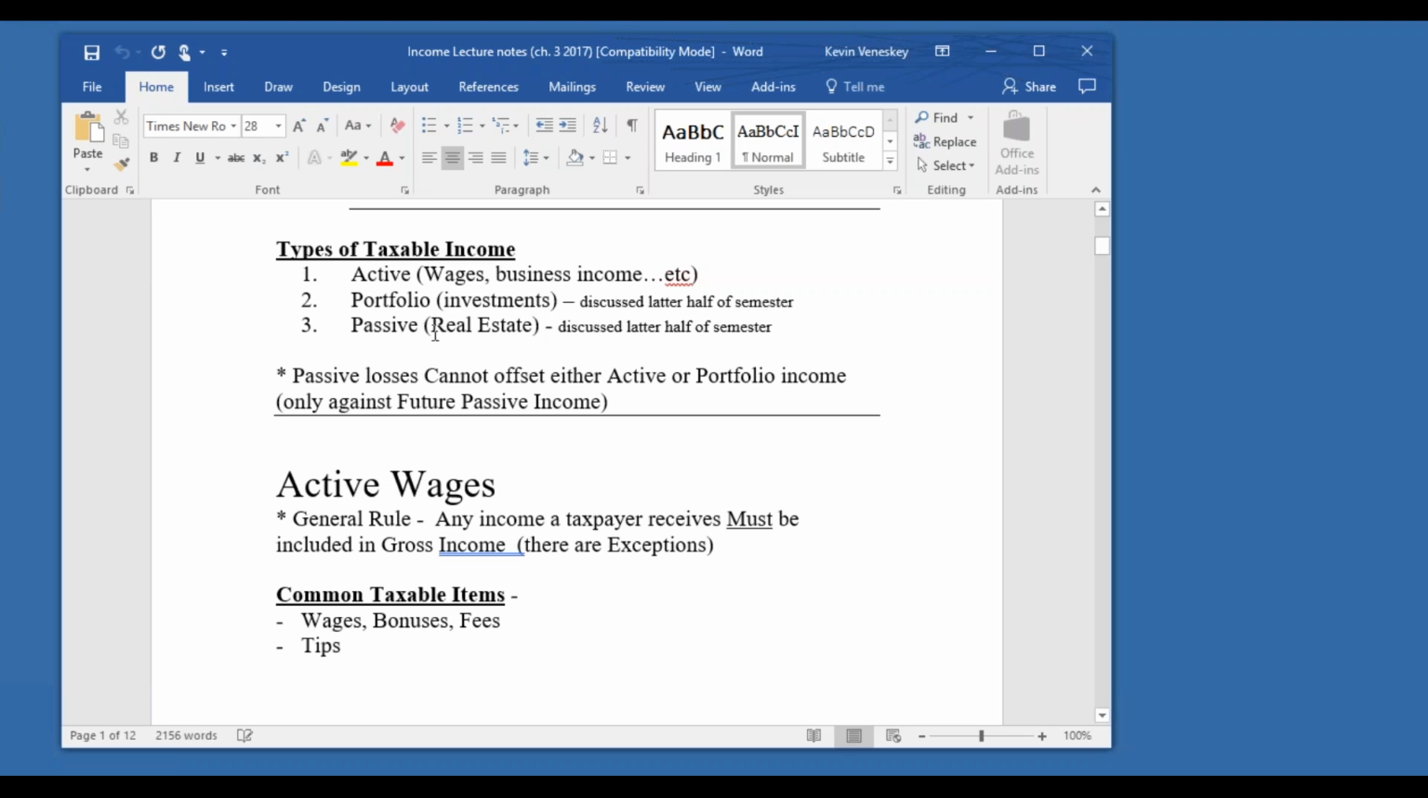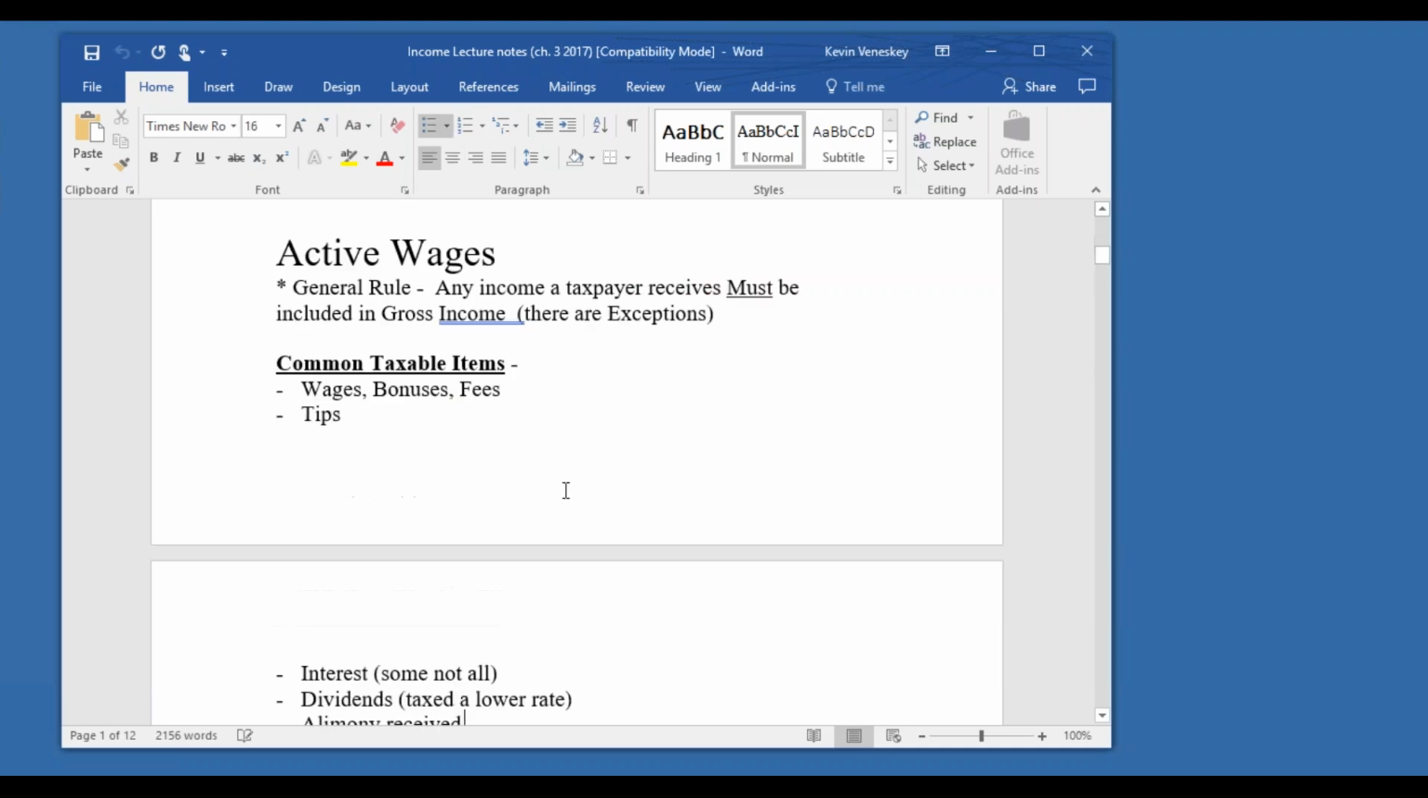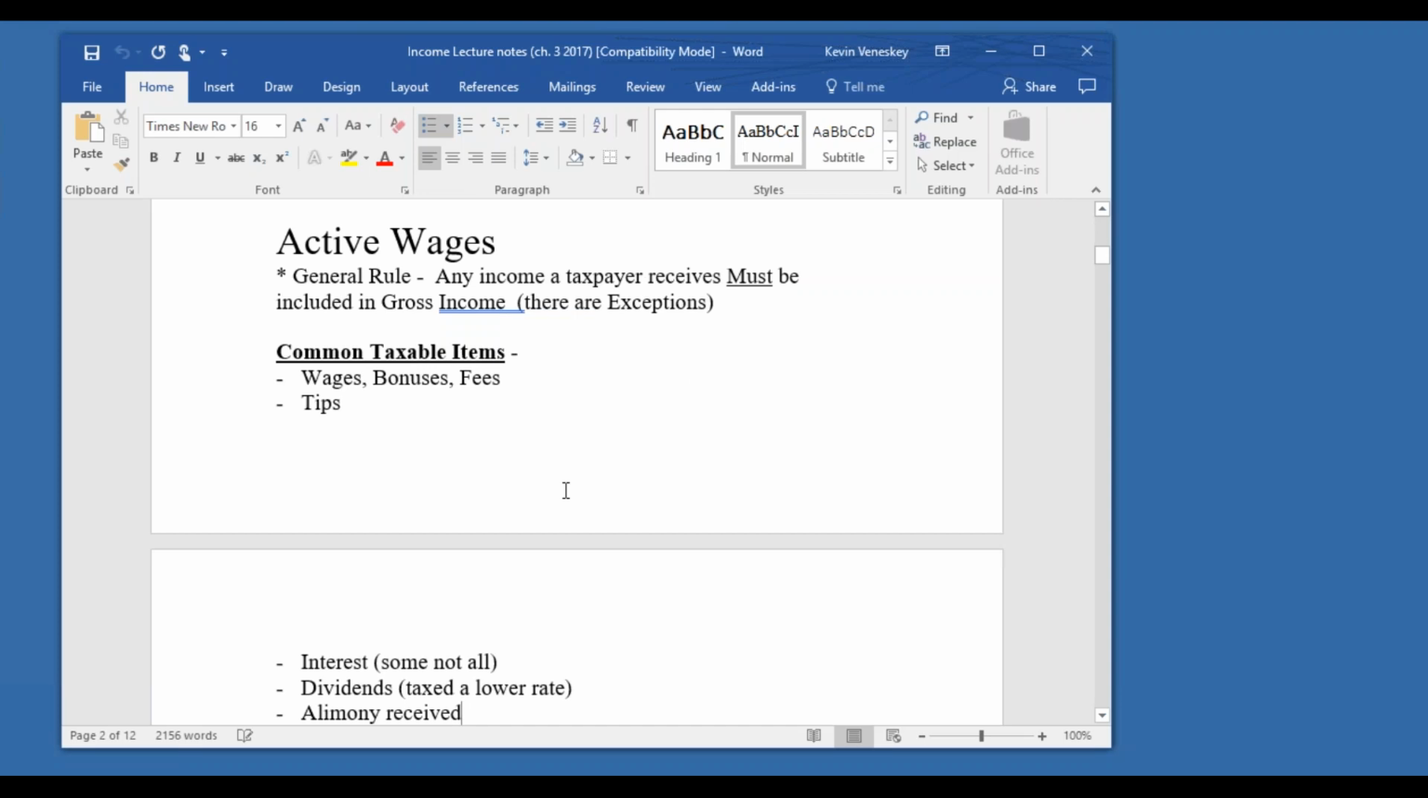Then there's passive income. There are other types of passive income, but the main one that we'll definitely see in this class is from real estate. Real estate we will talk about at the very end of the semester. But primarily, starting out here, we're going to look at some active type wages. I thought it would be good to list the most common types of wages you'll find, ways that you can earn money that you have to include in your income.